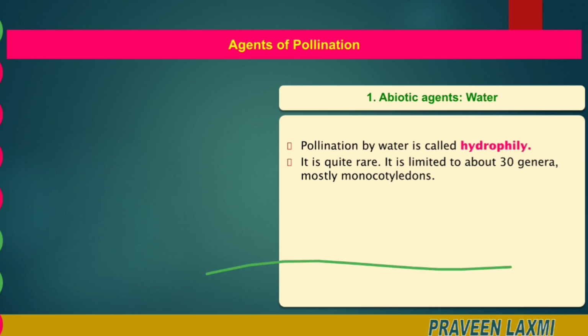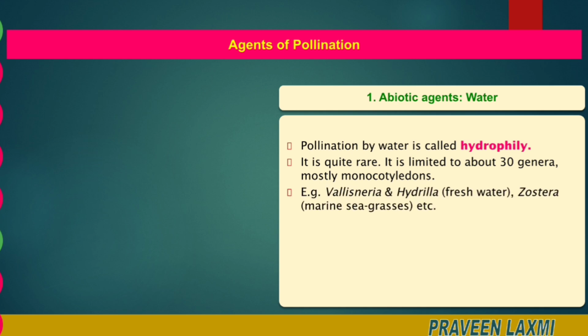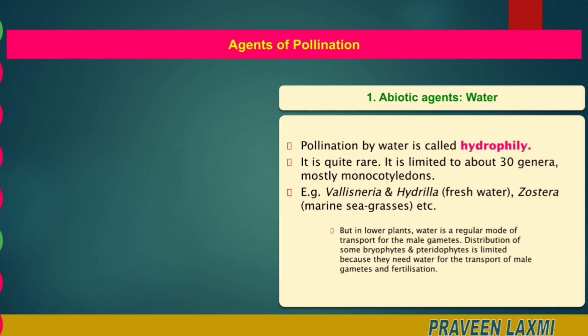Mostly it can be seen in monocotyledons. Some examples you can cite here are Vallisneria and Hydrilla. Right, so Vallisneria and Hydrilla, where do they grow? In fresh water. And Zostera grows in marine waters as sea grass.